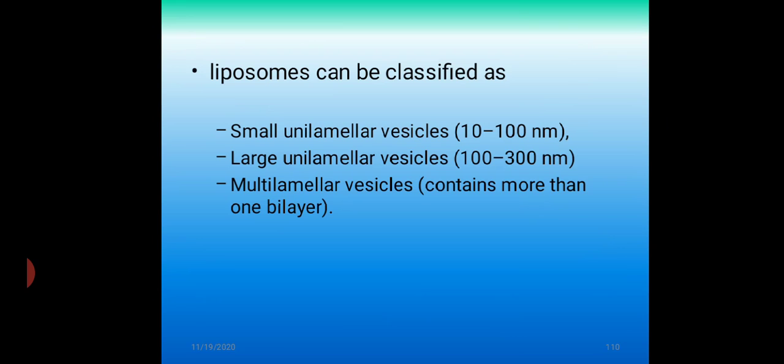These liposomes are classified as small unilamellar, large unilamellar, and multilamellar vesicles. Unilamellar means it carries only one bilayer, where the small ones range from 10 to 100 nanometer, and large unilamellar range from 100 to 300 nanometers, etc.